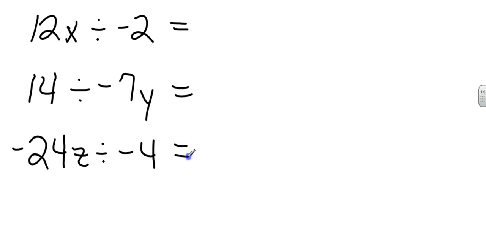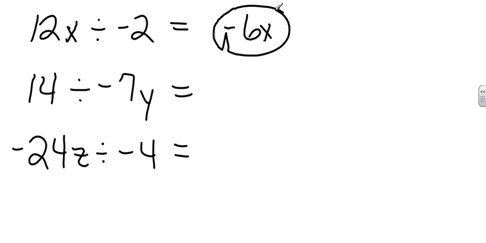Let's look at these 3 problems. Take the numbers. 12 divided by 2, 6. 12x divided by 2, 6x. Positive divided by negative, negative, 6x. Whoa, what happened there? Let's try that again. There we go.